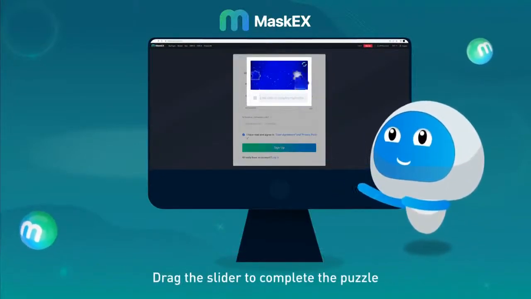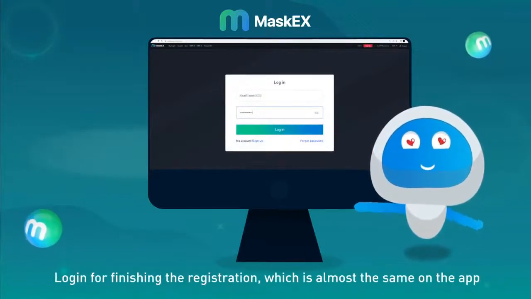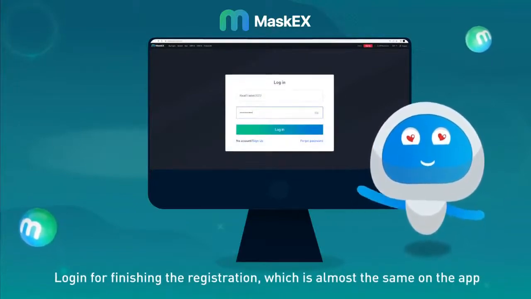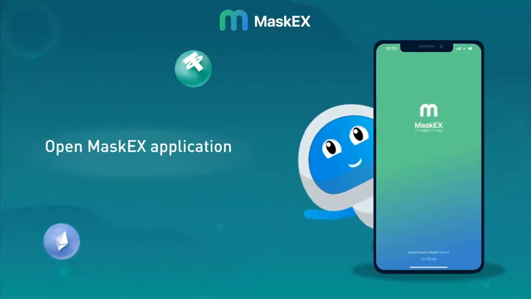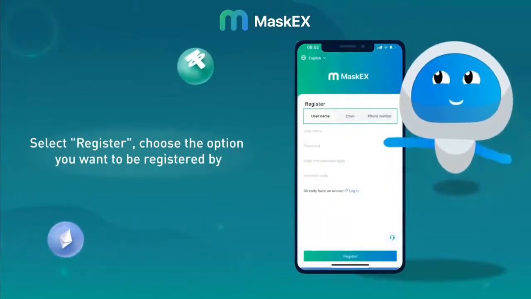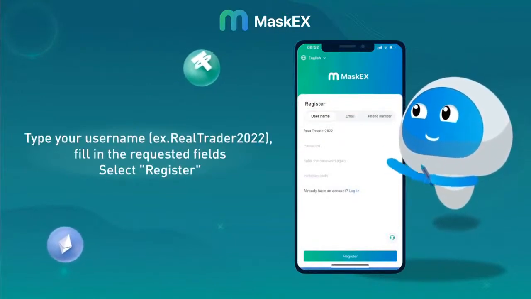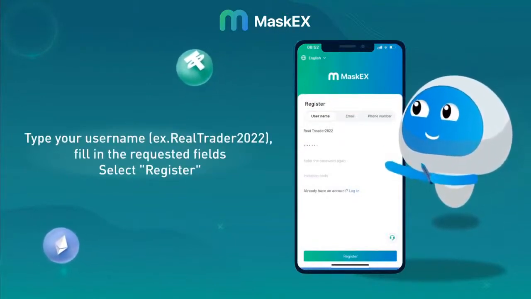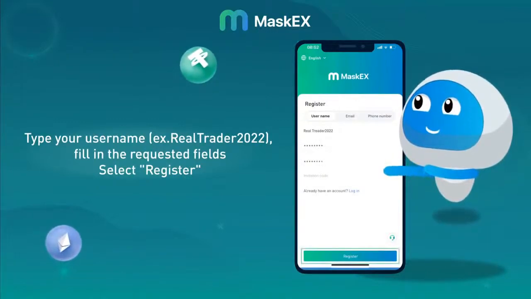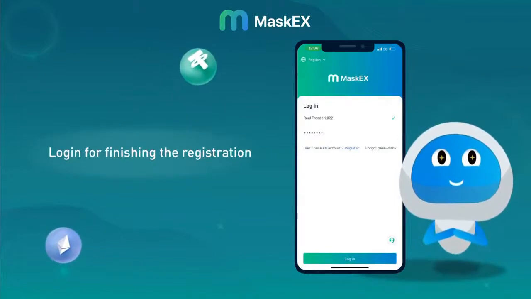Drag the slider to complete the puzzle. Log in for finishing the registration, which is almost the same on the app. Open the MaskX application. Select register. Choose the option you want to be registered by. Type your username as Real Trader 2022. Fill in the requested fields. Select register. Log in for finishing the registration.